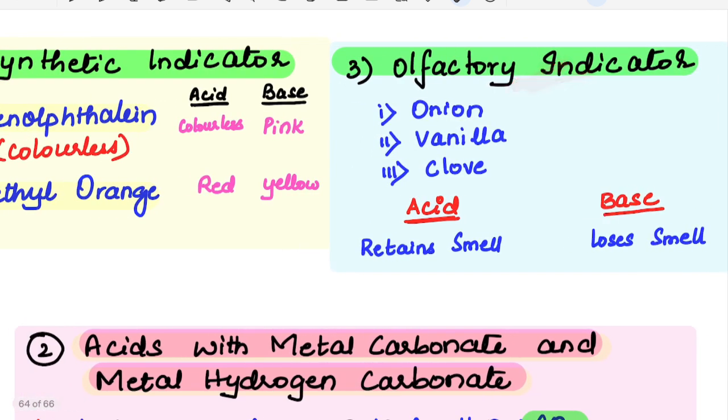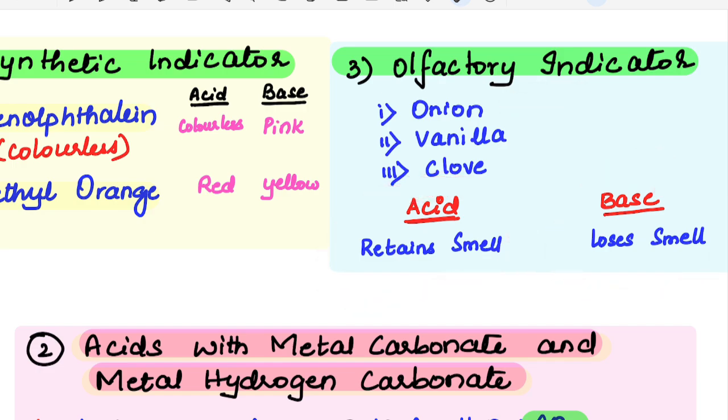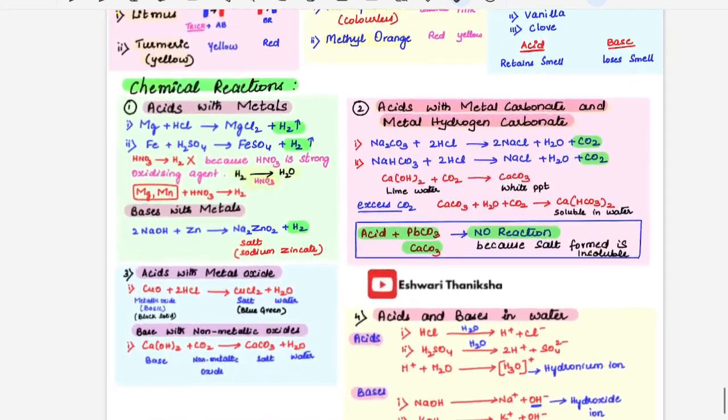And third is olfactory indicator. You have 3: onion, vanilla and cloves. In acid, it will retain the smell. The smell, whatever you have, will be retained. Whereas in base, the smell will be lost.